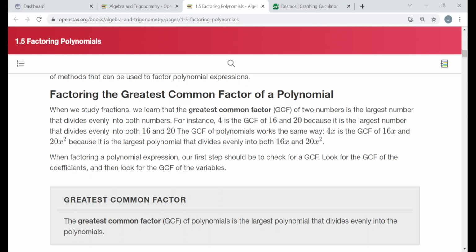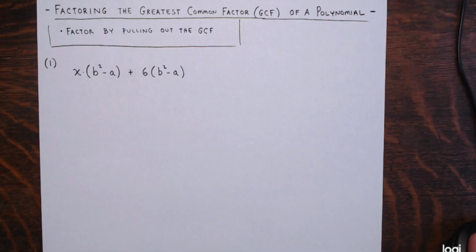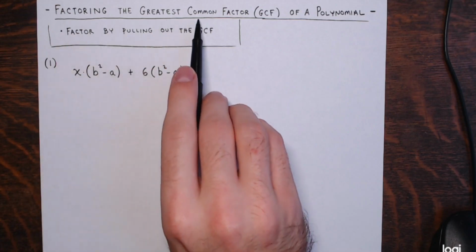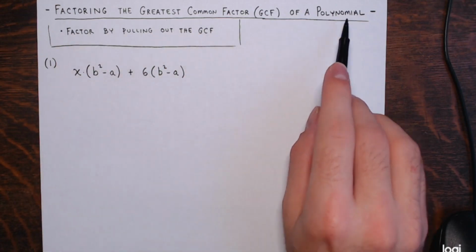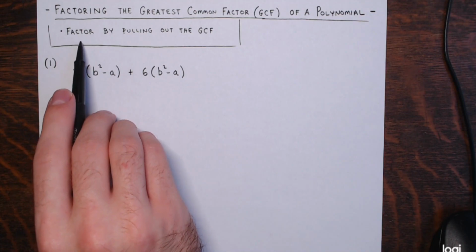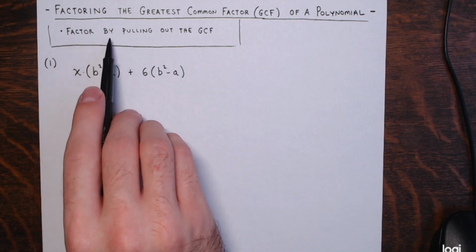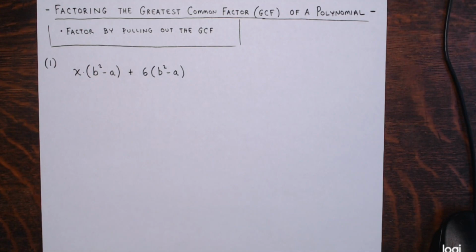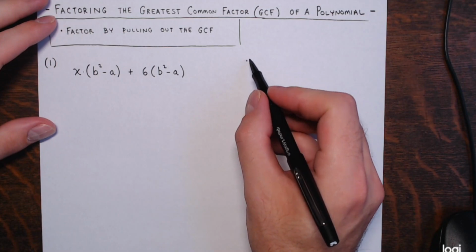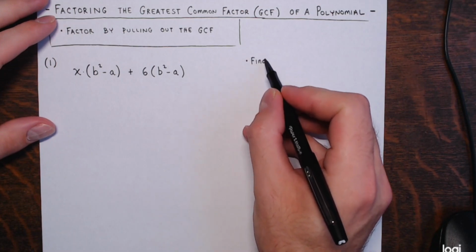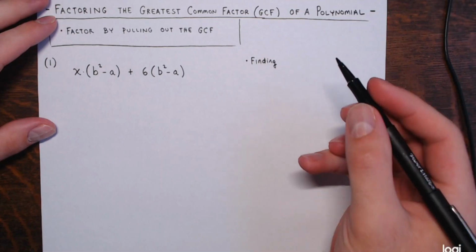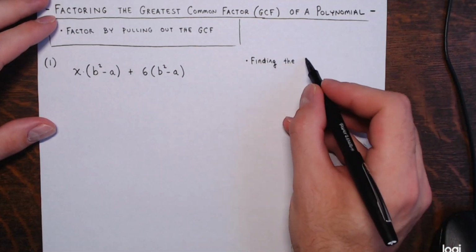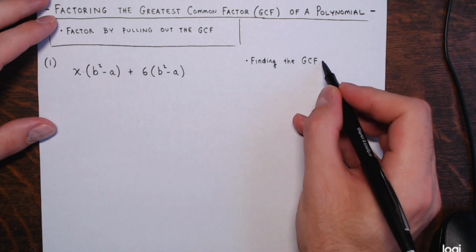Alright, so I've written out my examples on paper. And again, it's factoring the greatest common factor, GCF, of a polynomial. And we have the same instructions for each of these exercises. We're asked to factor by pulling out the GCF, or greatest common factor. Alright, so off to the side here, I'm going to talk about how we're going to find the greatest common factor, the GCF, of a polynomial.